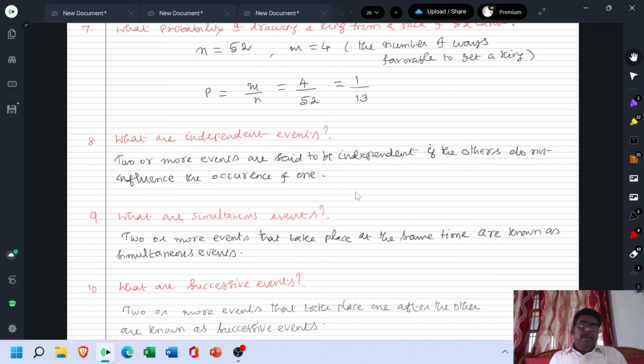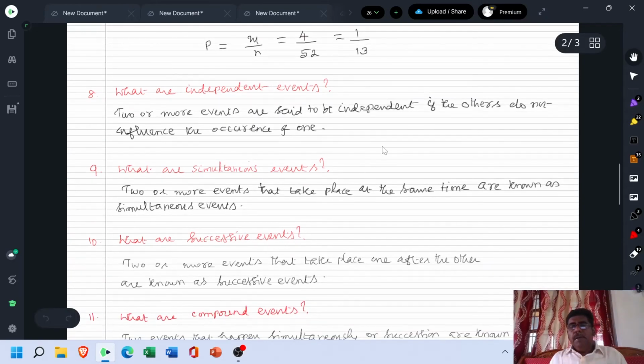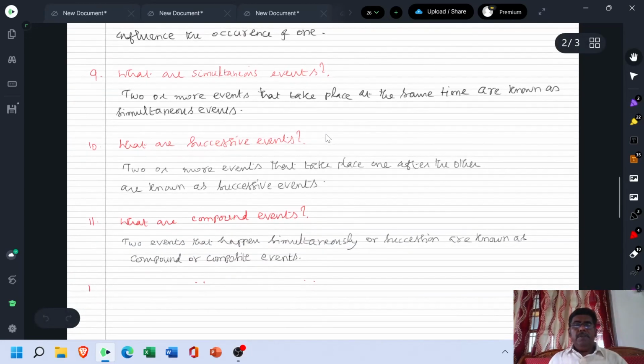What are independent events? Two or more events are said to be independent if the others do not influence the occurrence of one. What are simultaneous events? Two or more events that take place at the same time are known as simultaneous events. What are successive events? Two or more events that take place one after the other are known as successive events. What are compound events? Two events that happen simultaneously or in succession are known as compound or composite events.